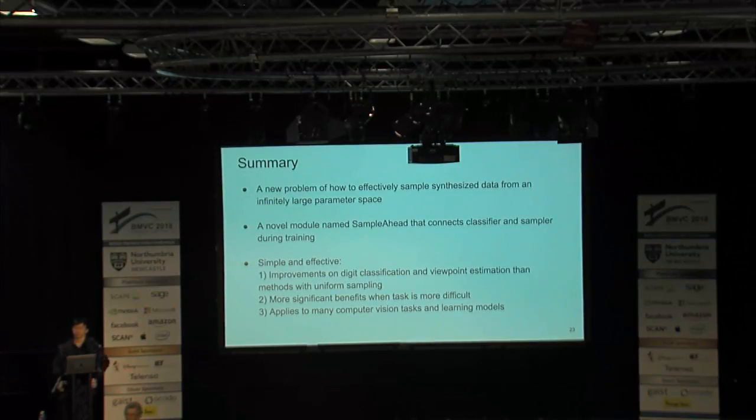Like, how do you make sure that your network will not overfit to the hard examples in the following epochs?